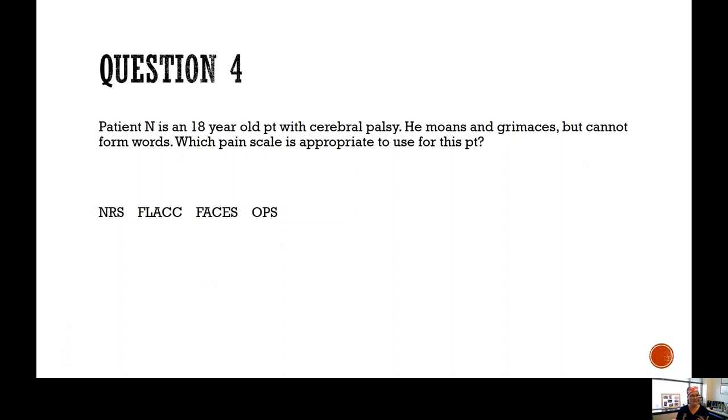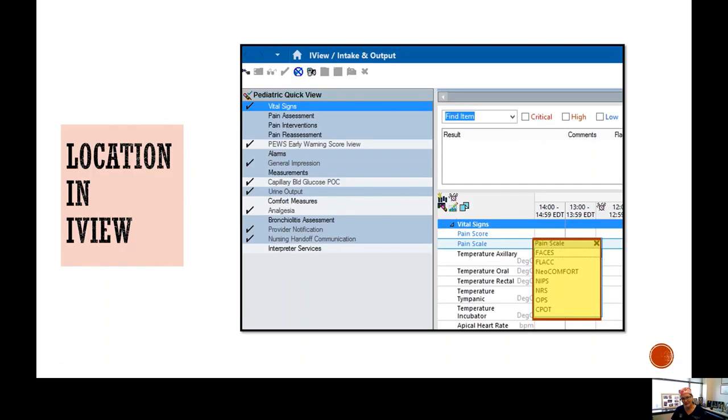Question 4. Now this was a patient, an 18-year-old patient, who came in with cerebral palsy, aspiration pneumonia, pleural effusion, chest tube, all that sort of stuff. He was moaning and grimacing, but he couldn't form words. Which pain scale is appropriate for him? What do we think? Well, the FLACC scale, the face, legs, activity, cry, consolability scale, or the OPS, the objective pain scale. And we're going to talk about pain scales in just a minute.